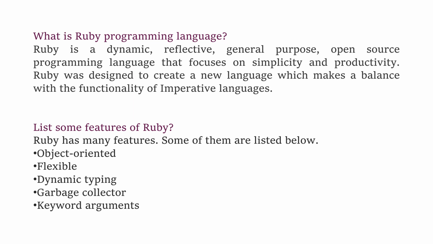List some features of Ruby. Ruby has many features. Some of them are object-oriented, flexible, dynamic typing. Dynamic typing in the sense the data type of the variables are checked at runtime. For example, a variable can be of a string data type in the first part, and in the last part of the program it can be an integer data type. So that is, data type checking is done at runtime. That is called dynamic typing. And garbage collector, and then the keyword arguments.